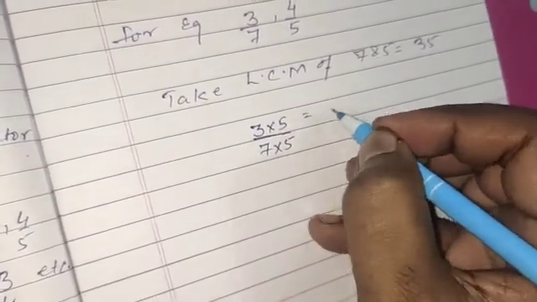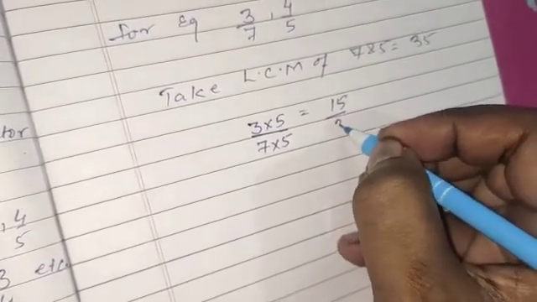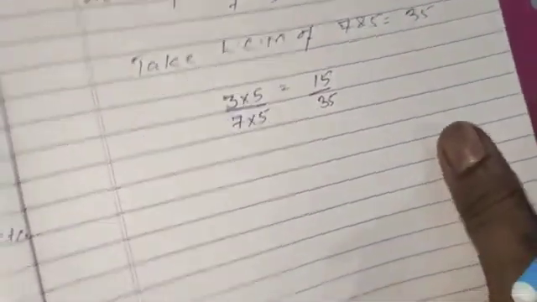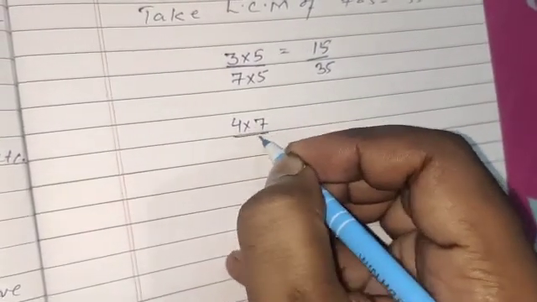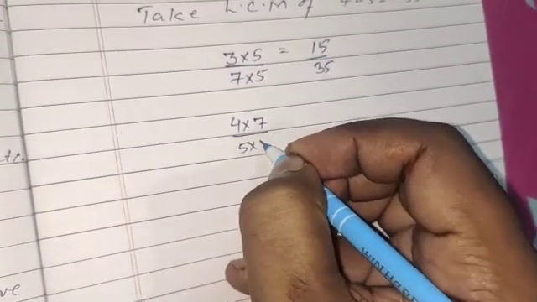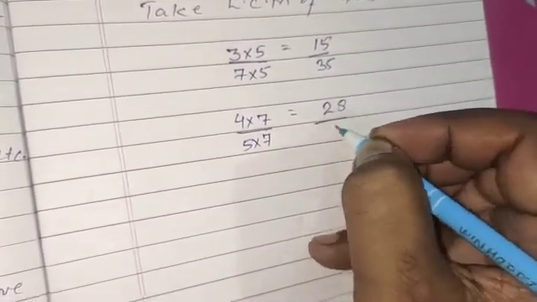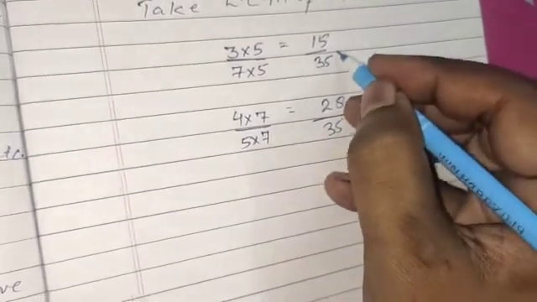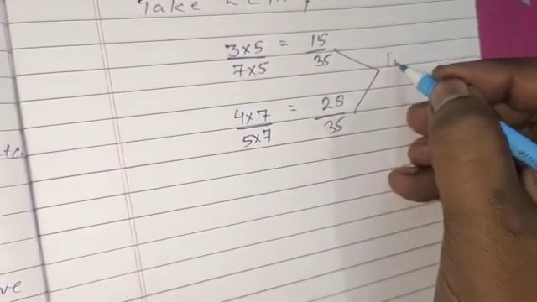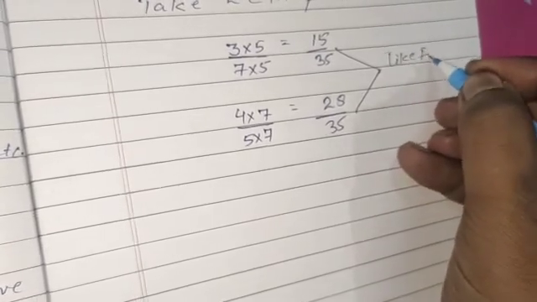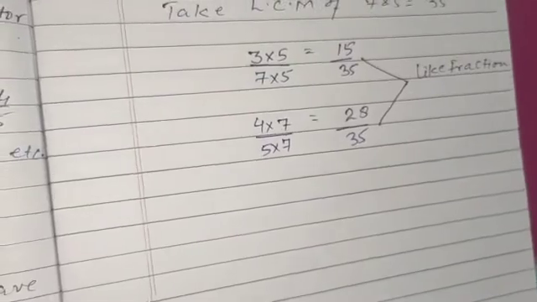So what you will get? 15 upon 35. Okay, and 4 into 7 upon 5 into 7. So this will be 28 upon 35. So here you are seeing that these 2 have become like fractions. Why? Because the denominator is the same now. So I hope you have understood.